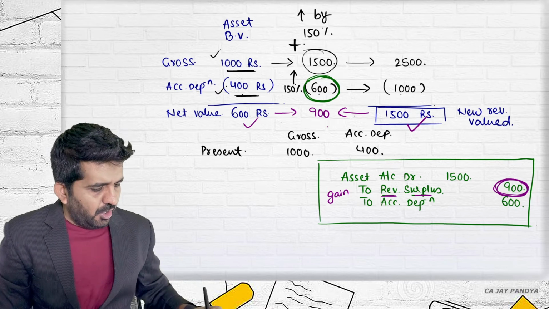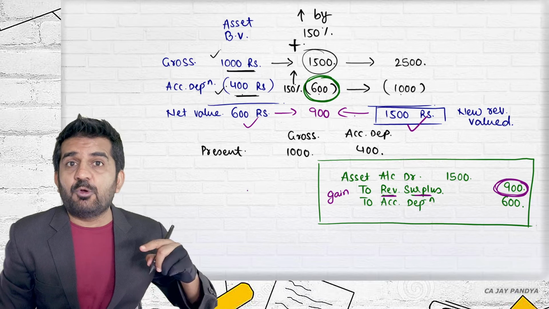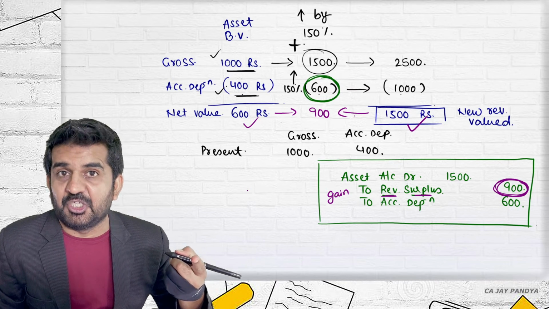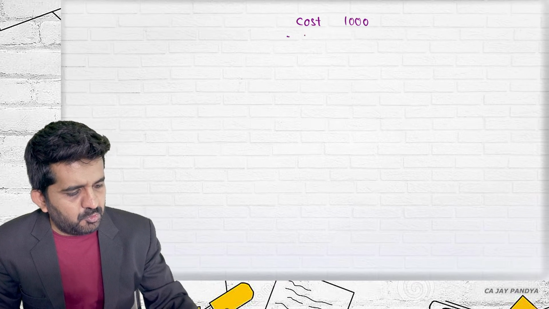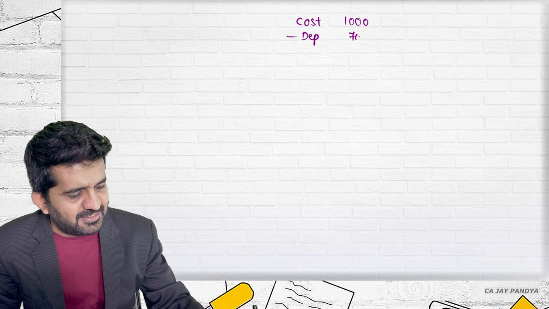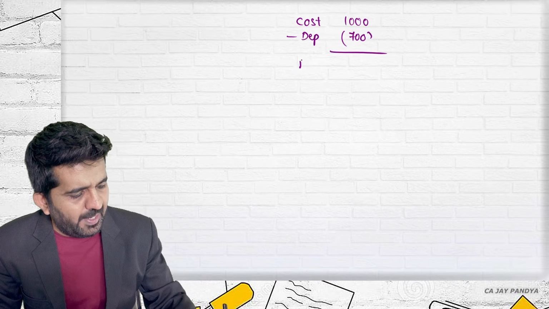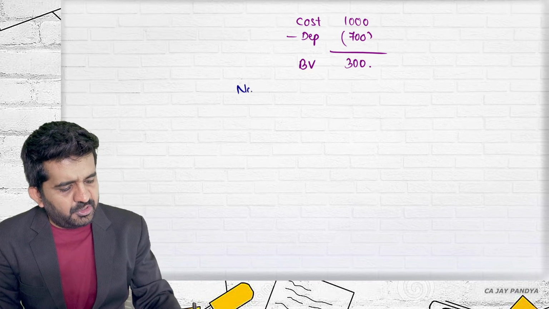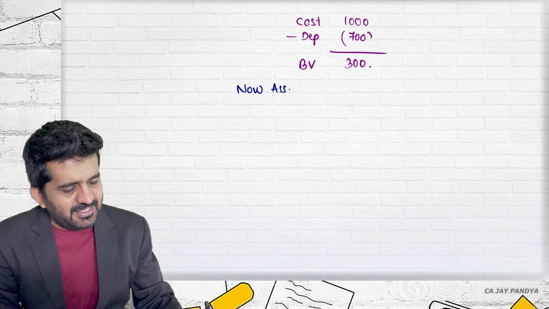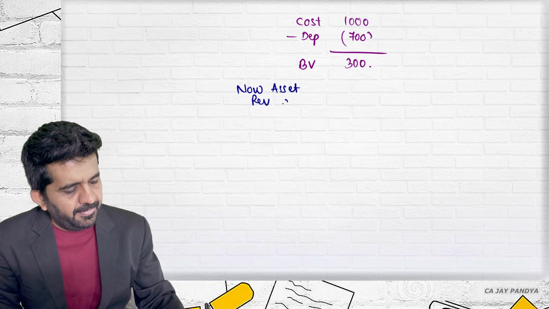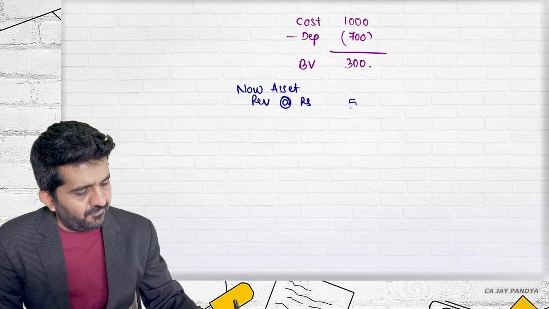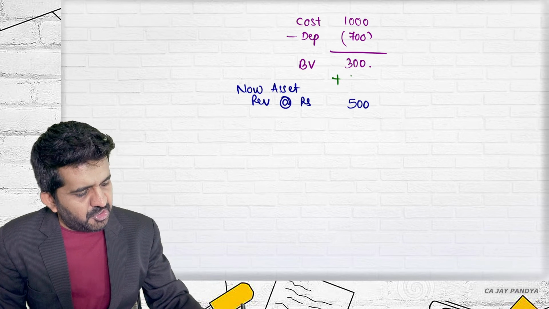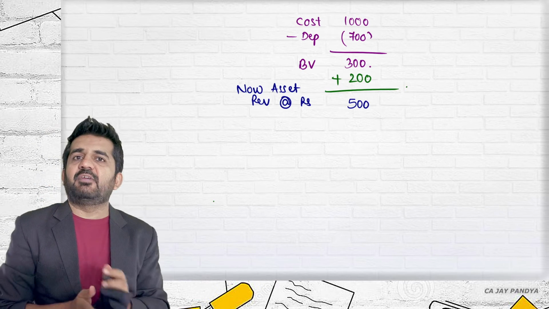Now, I have taken an example of accumulated depreciation. If I take a normal example, there was a cost of asset of 1000 which was already depreciated at 700, and the book value was 300. Now this asset is revalued at rupees 500. So what is the revaluation profit? 200 rupees is revaluation profit.